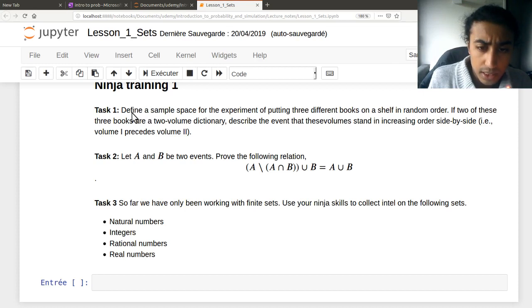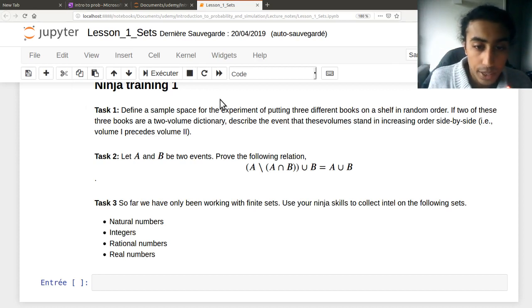Define a sample space for the experiment of putting 3 different books on a shelf in a random order. If 2 of these 3 books are 2-volume dictionaries, describe the event that these volumes stand in increasing order side by side, i.e. volume 1 precedes volume 2. Okay, so pause this video now. Okay, welcome back. I'm going to show you the solution.